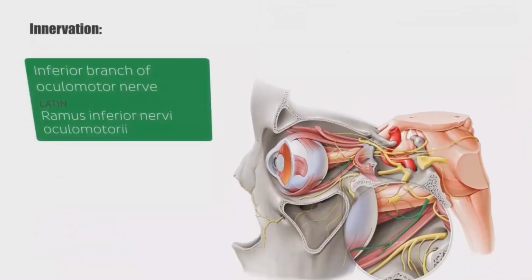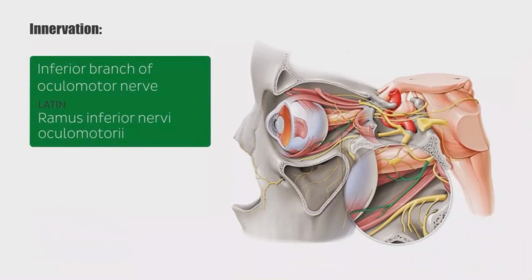Nerve supply to the inferior rectus muscle is provided by the inferior branch of the oculomotor nerve, cranial nerve 3, highlighted in green in the image. The oculomotor nerve innervates 4 of the 6 extraocular muscles.